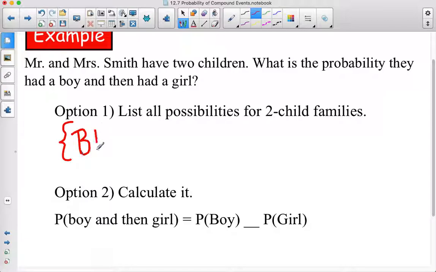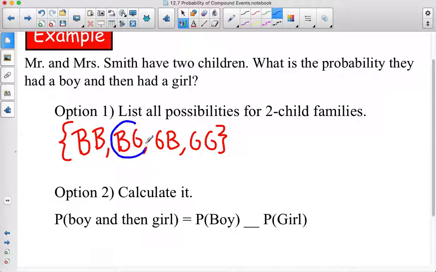So you could have boy, boy. You could have boy, girl. You could have had a girl and then a boy. Or you could have had a girl and then another girl. And if I go looking, I'm looking for the one where they had a boy and then they had a girl, and that is this one. And that is a 1 out of 4 chance. So there's one way of doing it. I list what's called the sample space, and I select the appropriate one depending on the context.